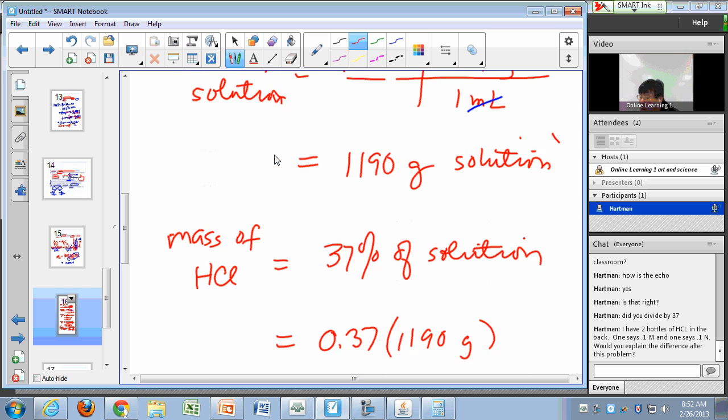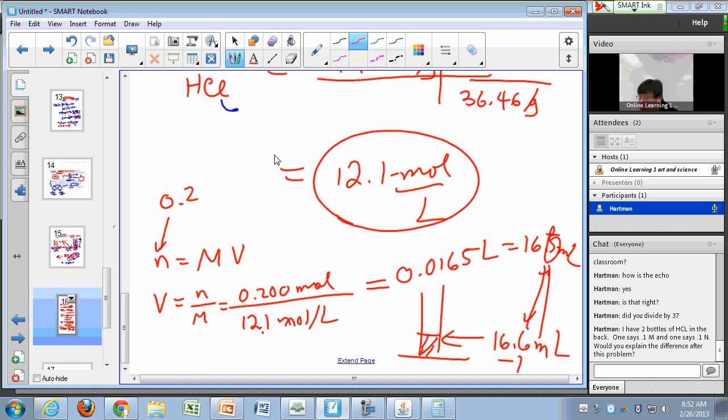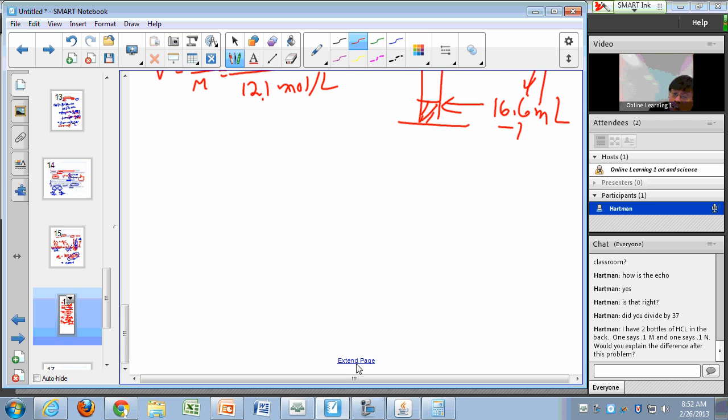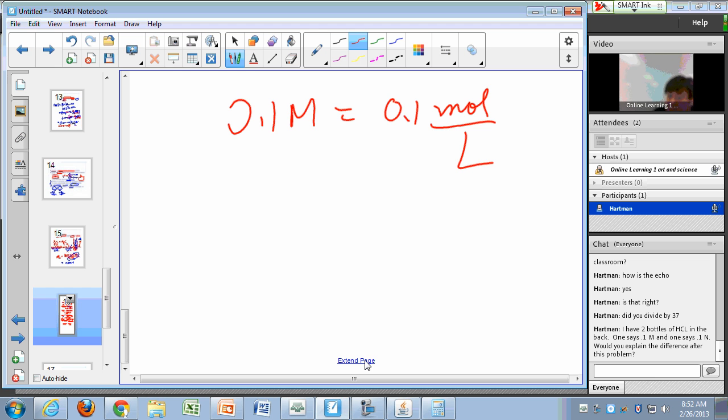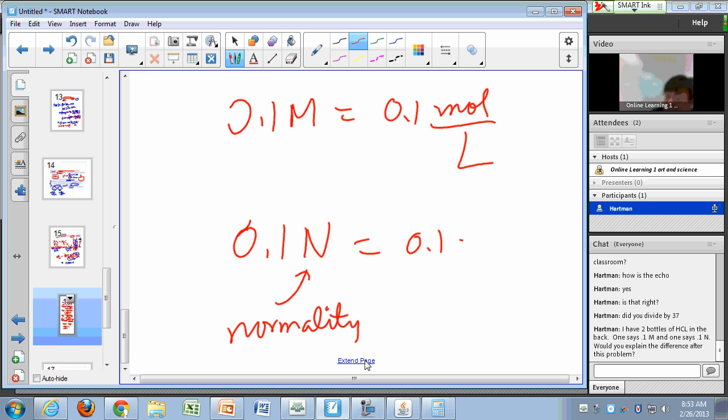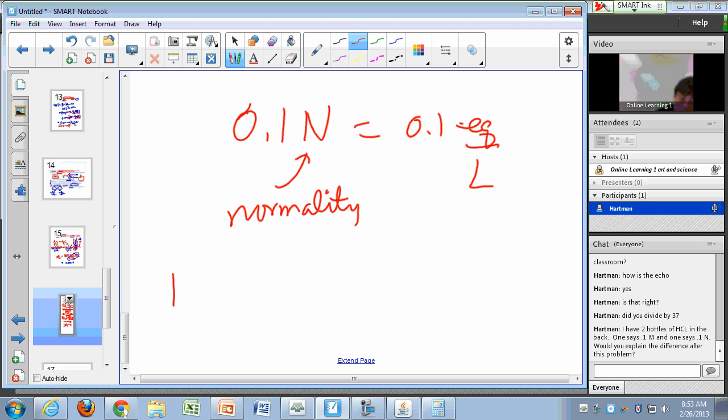mass. Okay, so there's a question about an HCl bottle that says 0.1 molar and another one that says 0.1 normal. Okay, 0.1 molar means it's got 0.1 moles per liter. Okay, some bottle you'll find has what's called the normality. This is called the normality, and that's 0.1 equivalents per liter. Now, 1 equivalent of an acid, okay, will give you 1 mole of H plus ions.